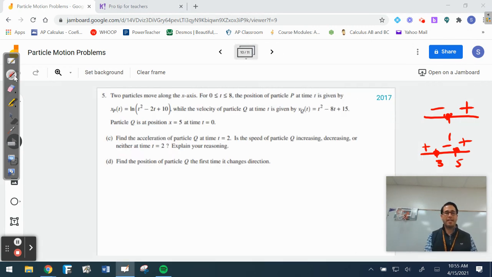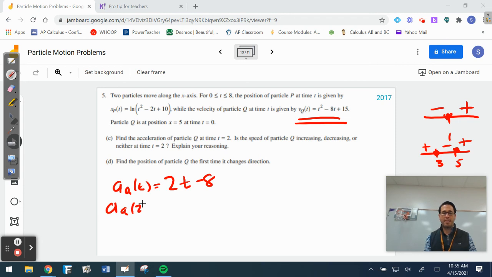Here's parts C and D. Find the acceleration of particle Q at t equals 2. So acceleration would be the derivative of velocity, so it would be 2t minus 8. At time t equals 2 would be 4 minus 8, so it would be negative 4, which would be less than 0. Now, why am I writing less than 0?